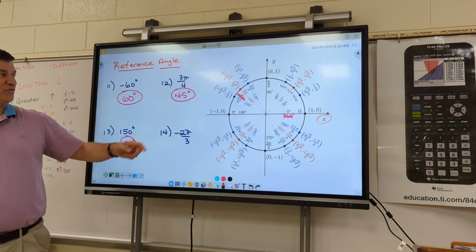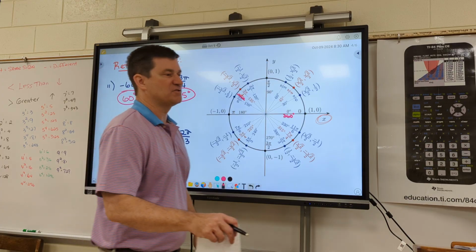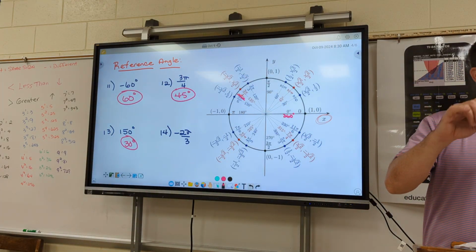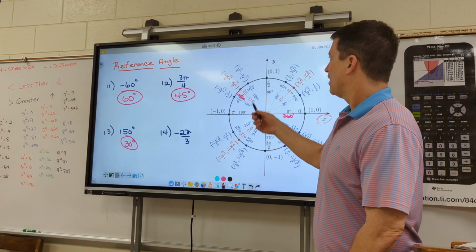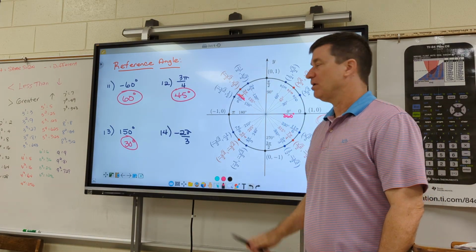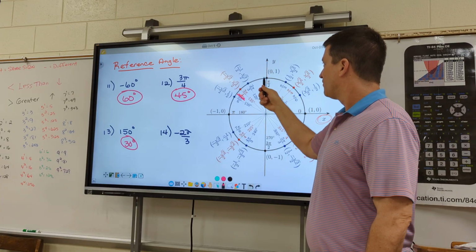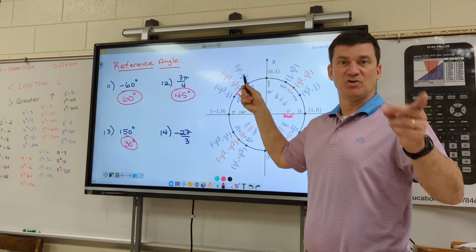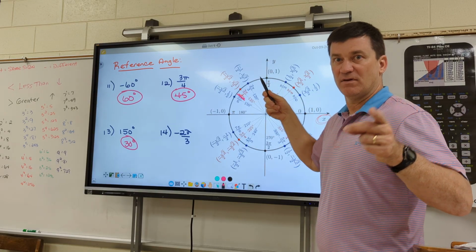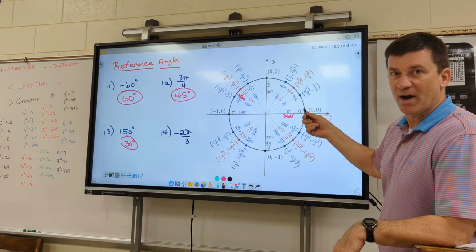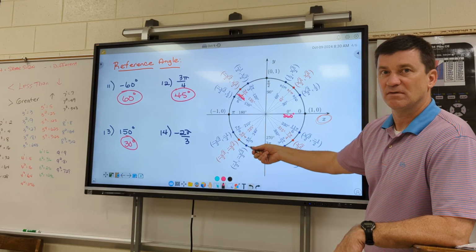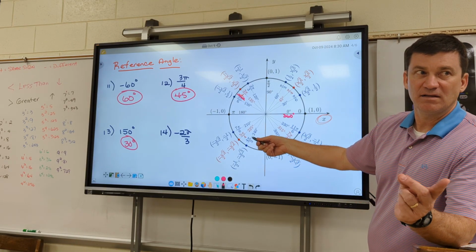Negative 2 pi over 3. How would we find negative 2 pi over 3? Where would positive 2 pi over 3 be? Let's find that. 120. How many spaces forward on the circle is positive 2 pi over 3? 1, 2, 3, 4, 5. So negative 2 pi over 3 would be backwards 5 instead of forward 5. So start back at 0 and go backwards 5. 1, 2, 3, 4, 5. Do I need to say that again?